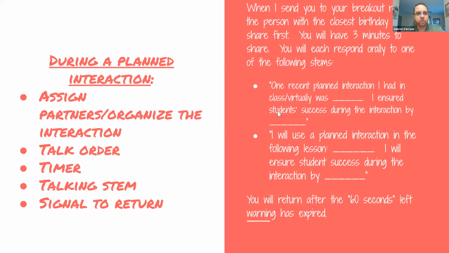All right. So here's what I will tell you. During a planned interaction, whether it be inside-outside circle or turn and talk, you need to assign partners or organize the interaction. Kids need to know who they're talking to, and who goes first, who goes second, who goes third, right? Because you could also do a small group, something like that. You could assign roles to people, right?